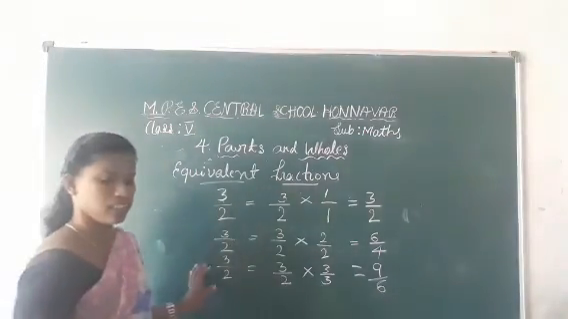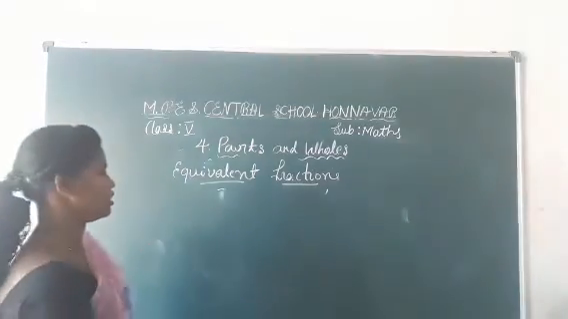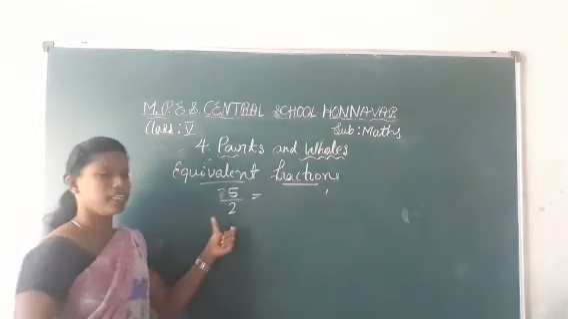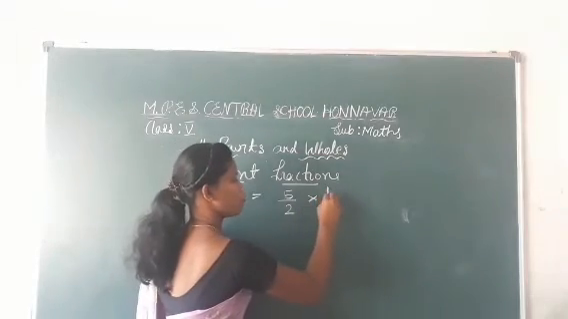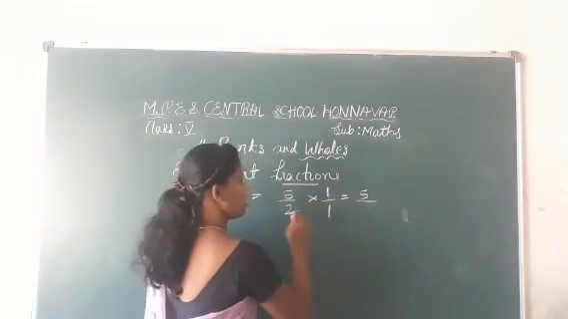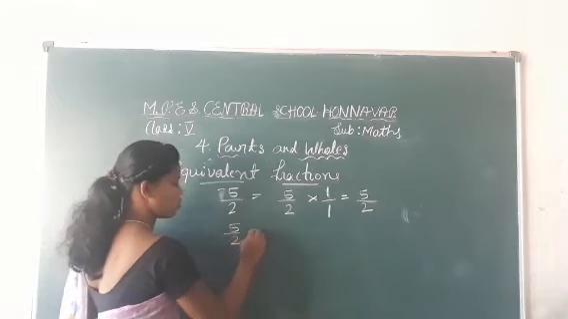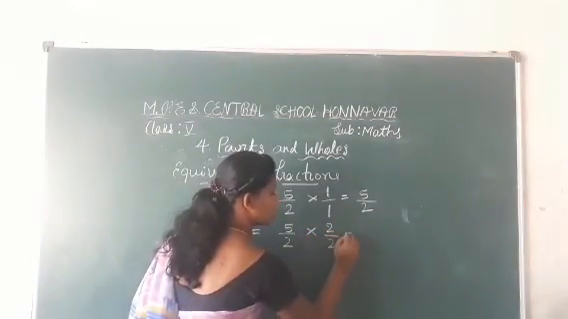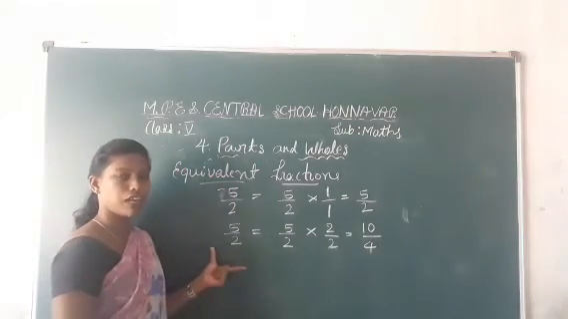Now we see another example, that is 5 by 2. Here we find the equivalent fractions of 5 by 2. 5 by 2 is multiplied and divided by 1. 5 ones are 5, 2 ones are 2. This is one equivalent fraction. Now you see another one: 5 by 2 multiplied and divided by 2. What we get? 5 twos are 10, 2 twos are 4. This is another equivalent fraction.